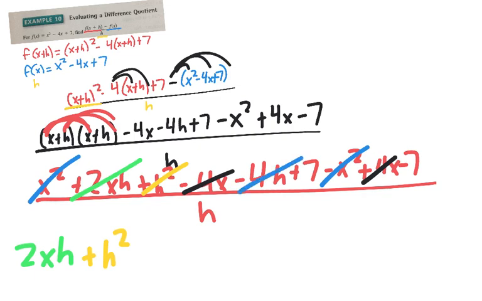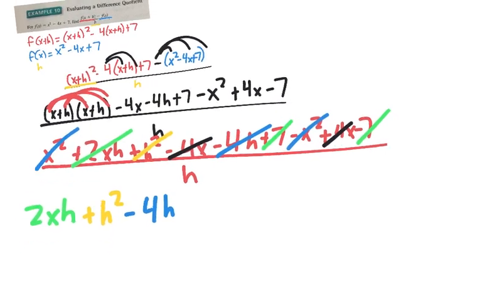Next, I'm going to look at negative 4h. Do I have anything like negative 4h? No. Next, I'm going to look at 7. Do I have anything like 7? Negative 7. If you do this correctly, every term you have left in the numerator should have an h. If you have anything without an h, you've messed up. See how all three terms in the numerator have an h?